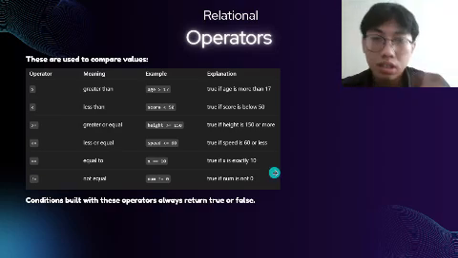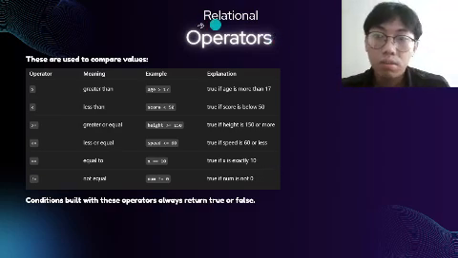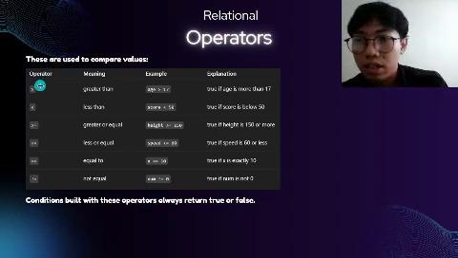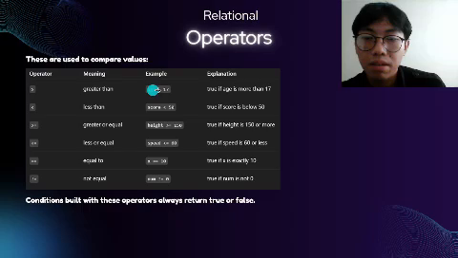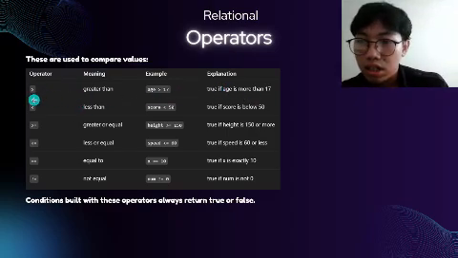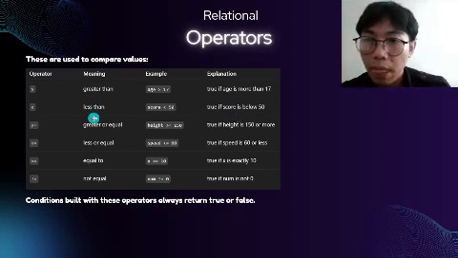Now take a look at this. Relational operators are used to compare values. When the operator looks like this, it means greater than. Example, if x is greater than 17, true if x is more than 17. And the second operator is less than. If you see the operator like this, it means less than. If the score is less than 50, true if the score is below 50.